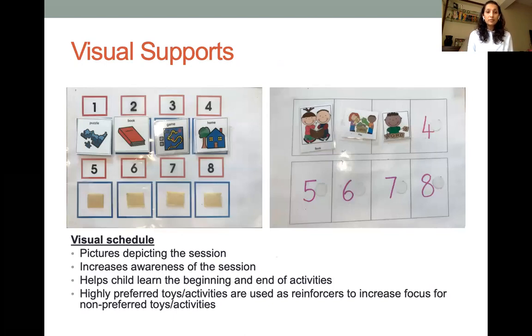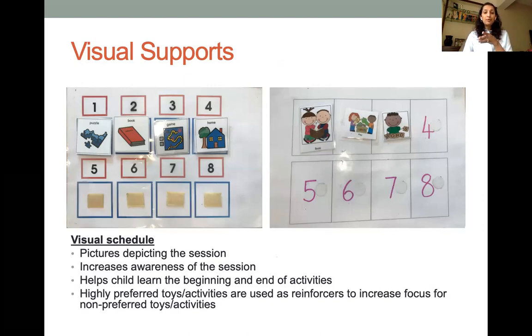This is an example of a visual schedule, which is pictures depicting the session, right? This is to give a child an idea of what's going to come in the session, and they also know after how many things they get to go home. So that reduces their anxiety. You can also use it for the child's daily routine at home. Like, they finish brushing, then they finish a bath, and you pull a picture off as you're done, right?